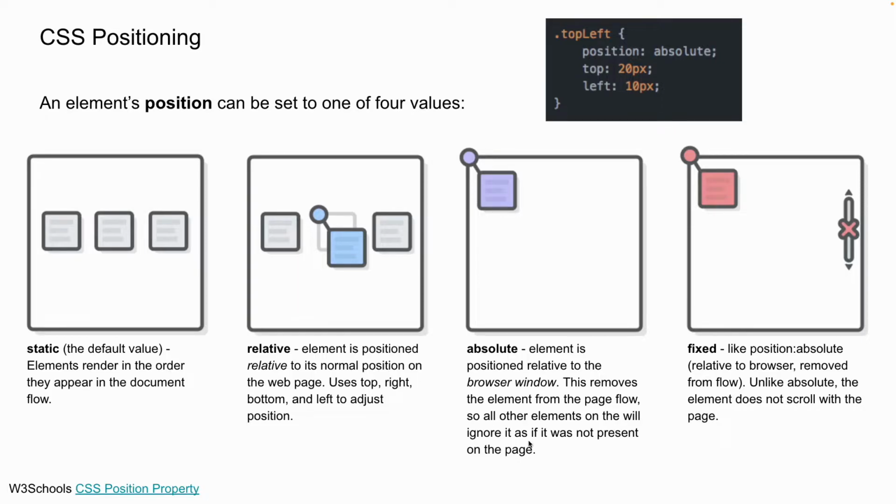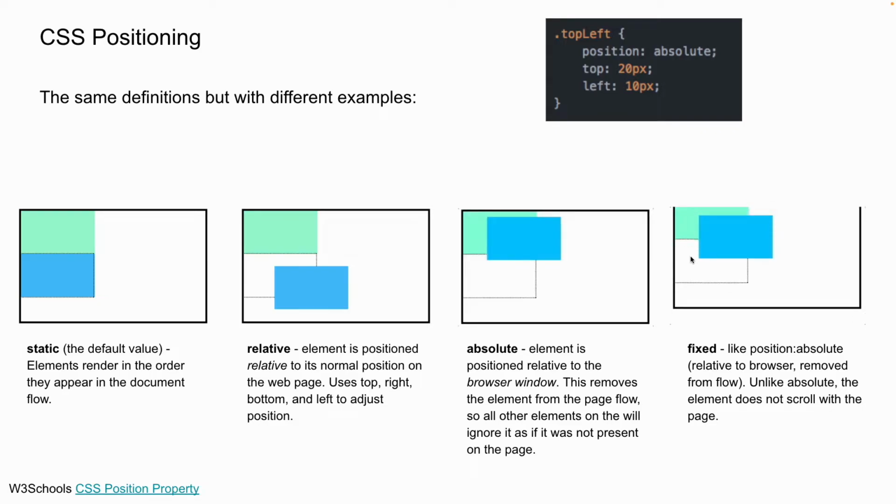And absolute does the exact same thing, but the relative position is relative to the browser window. If you have it absolute, it's going to be relative to its, let me state that again. It's relative to its first non-static parent. And I'll show you in a second what that means. And then fixed means you can scroll. So here's an animation showing this.